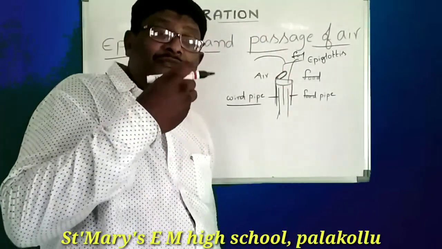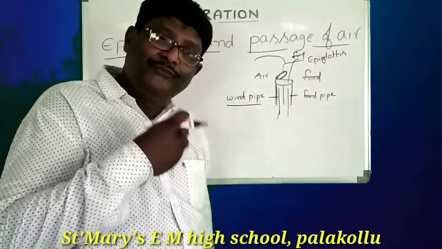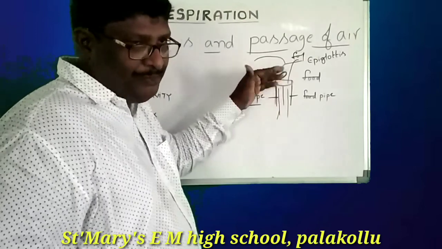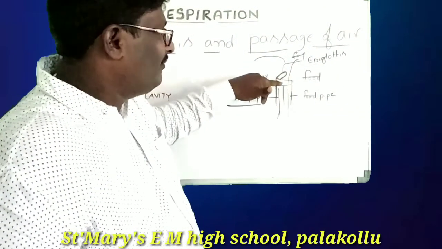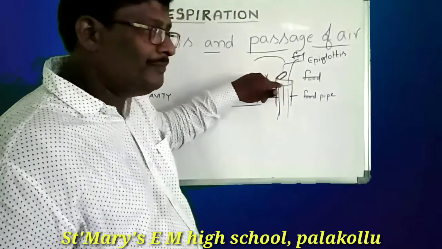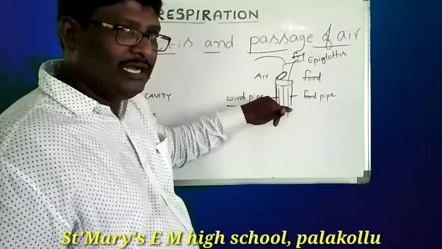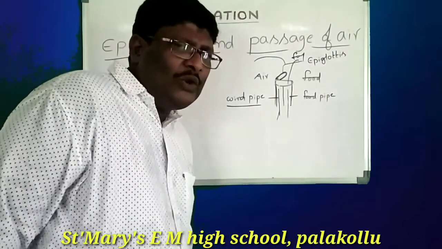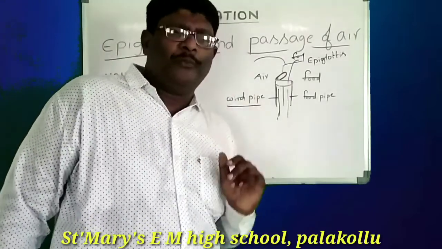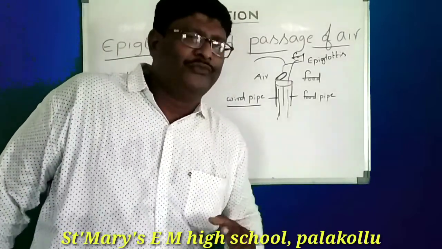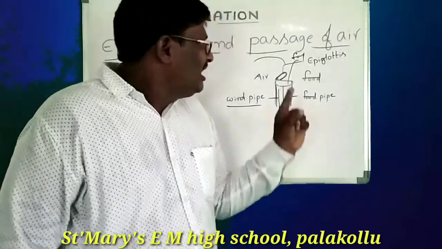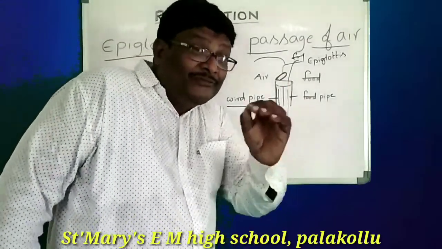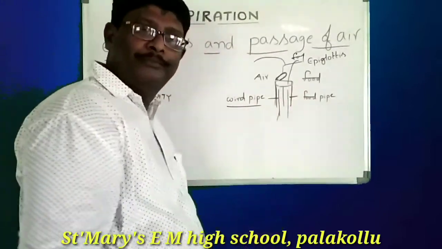When we are eating food, during that time, the flap-like structure, the epiglottis, closes the windpipe. Then the food enters into the food pipe. For example, if the epiglottis is not working in a proper manner, it means when we are taking food, during that time, if the epiglottis opens, what will happen? The food enters into the windpipe.